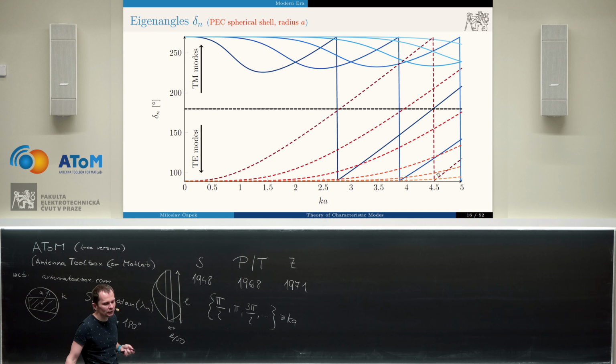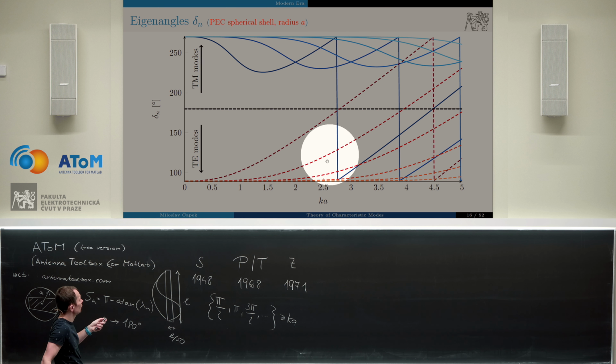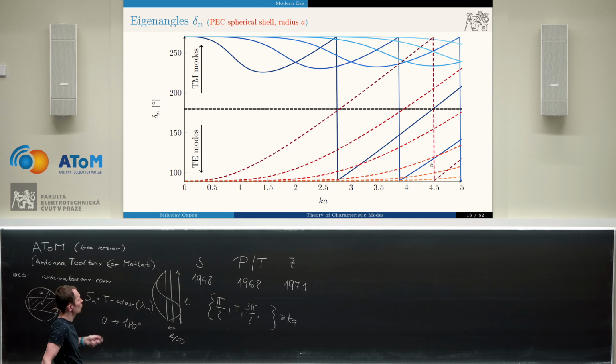And just for completeness, you can see also how the eigenangles delta look for the spherical shell. Once again, you can see the internal resonances as these abrupt changes, these vertical lines.